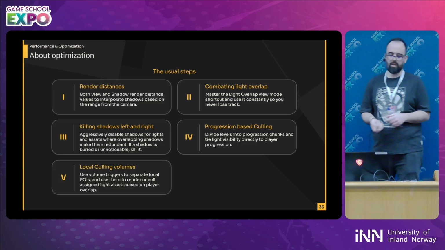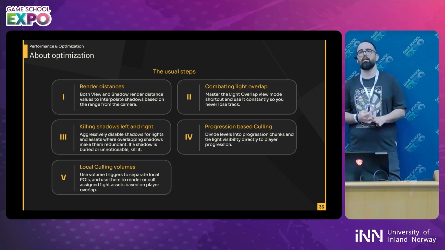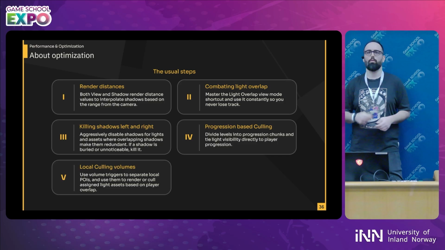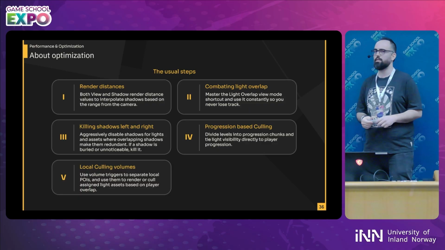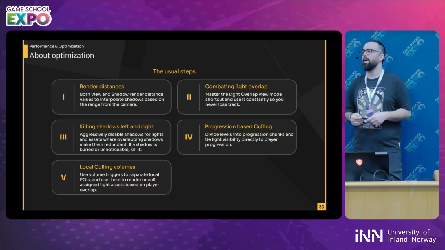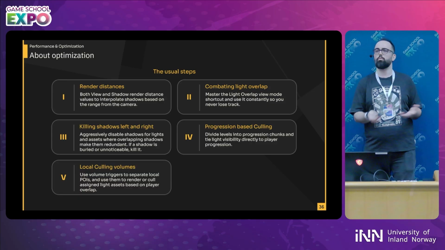So for those, I suggest local culling volumes. We did that in a project in Unity many years ago, and I loved it so much that I try to carry it into every project I have since then. The idea is that we set up an actor where we add triggers, as many triggers as we want to it. And then we assign lights to it. So when the player is inside any of those triggers, we render those lights.